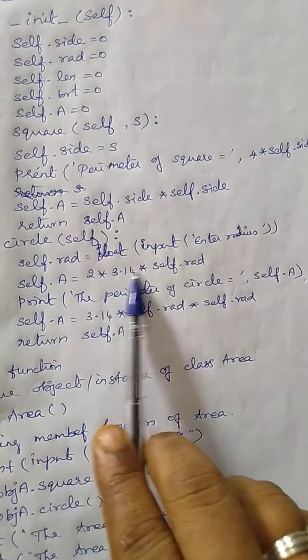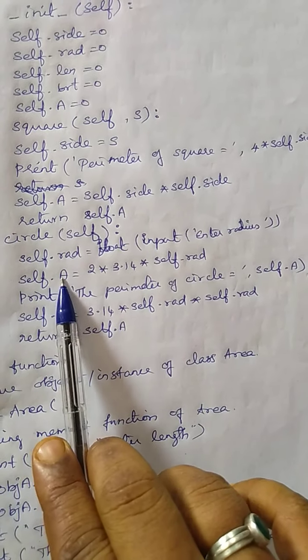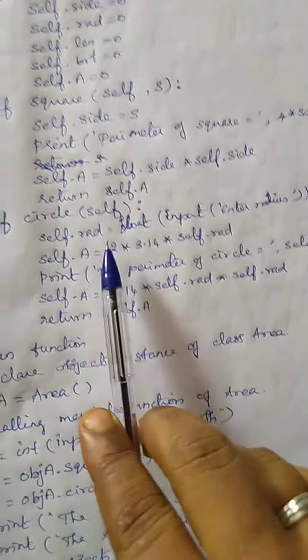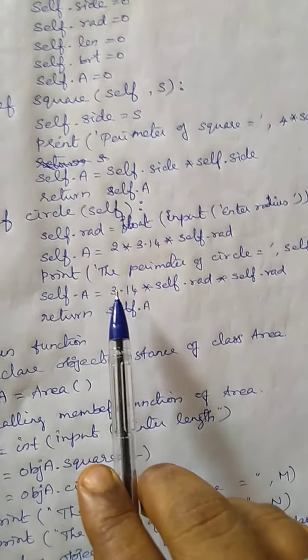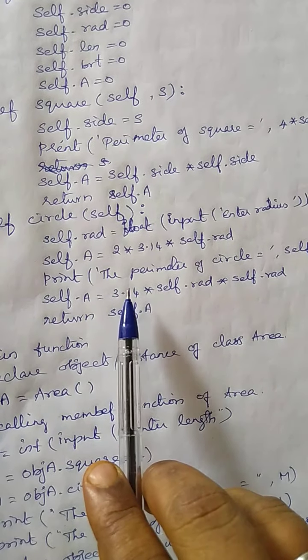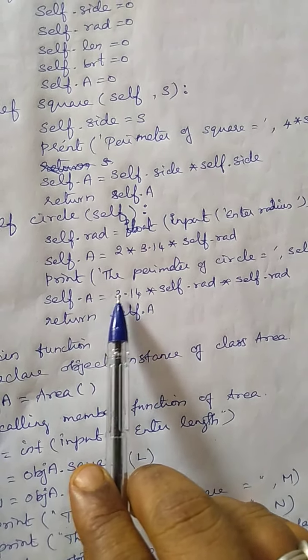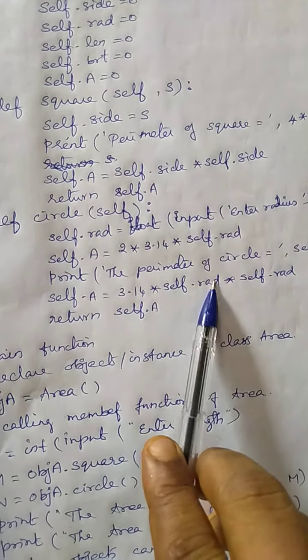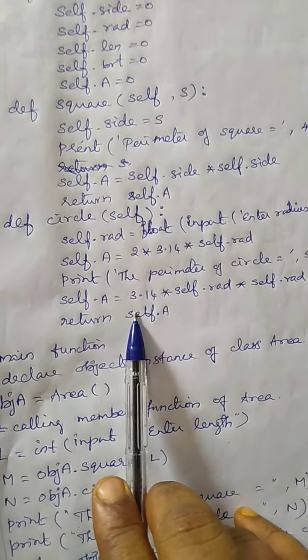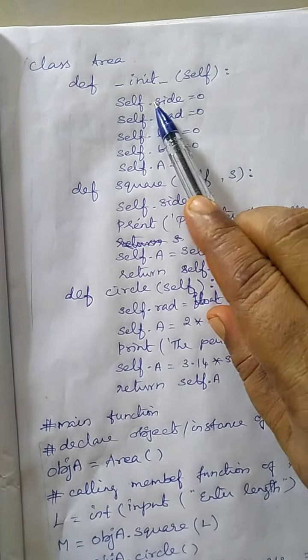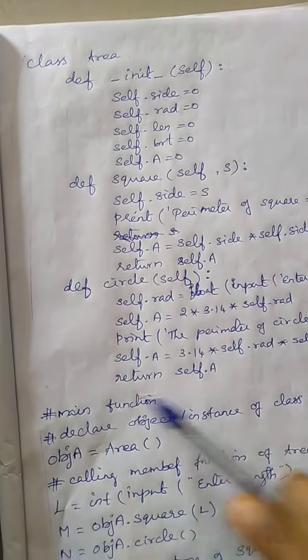So what we calculated, 2 pi r, the value is stored in self.a. That self.a is going to be displayed. Now again using the same self.a, we are calculating the area of a circle, pi r square. So pi 3.14 into radius value r square, pi r square. Now we are returning this value. See, with this the class area with one init function and two member functions gets over.